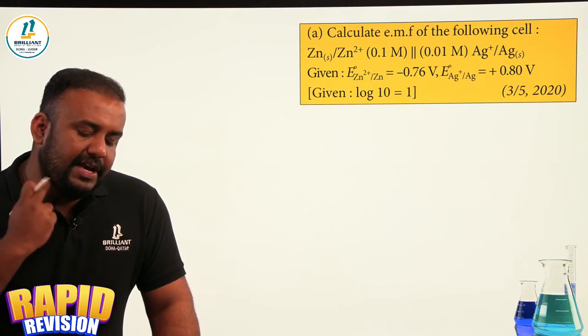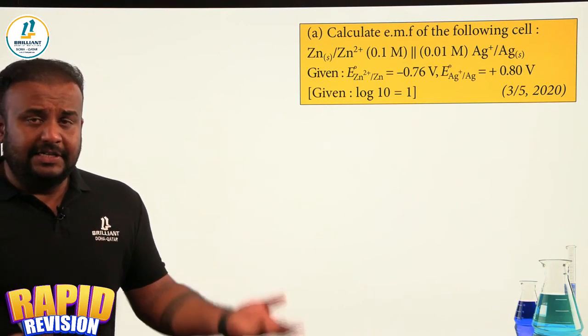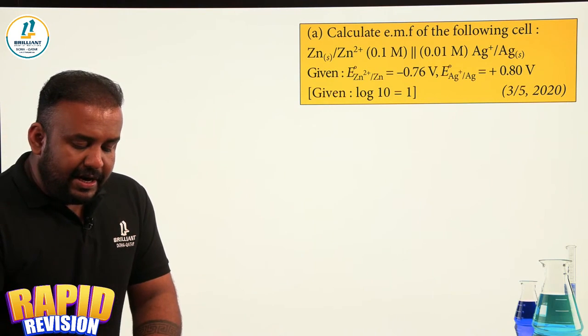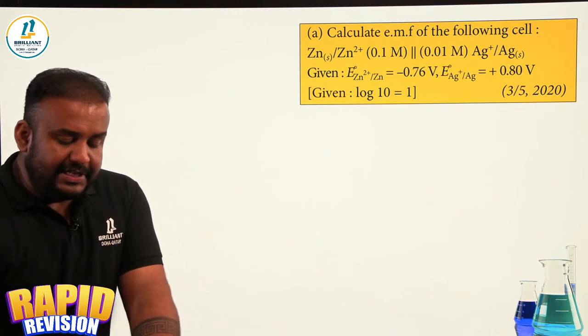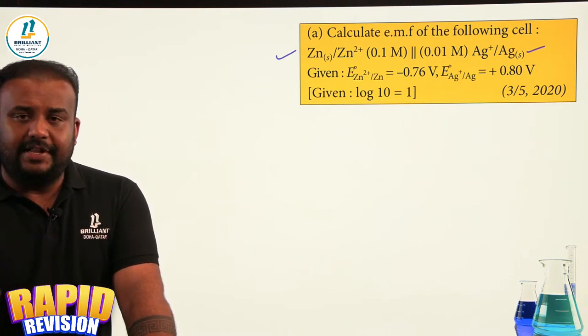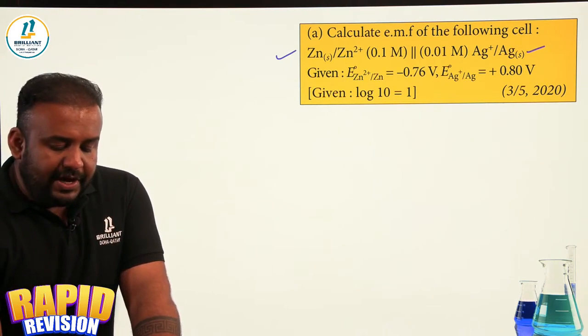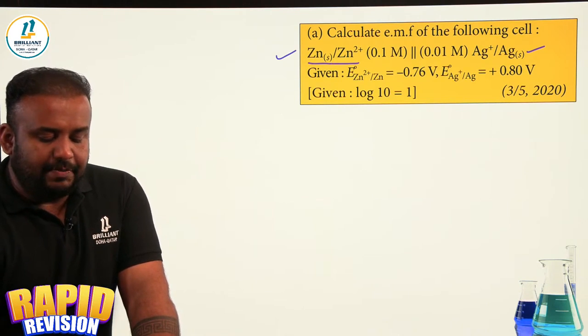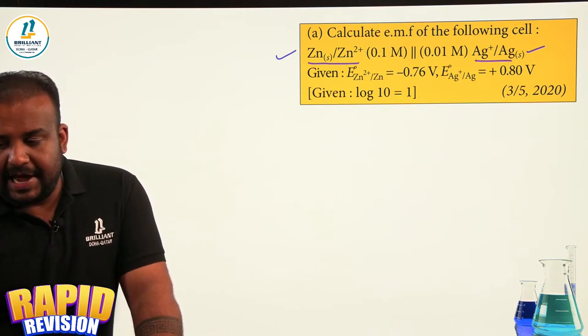Okay, calculate the EMF of the following cell. This is a Nernst equation based question. Let me just tell you a few points about this. Whenever you get a cell representation like this, try to write the cell reaction. So here zinc is giving Zn2+ and Ag+ is reducing to Ag.